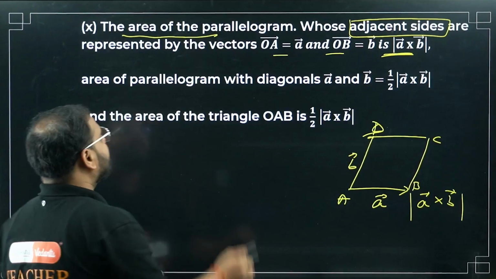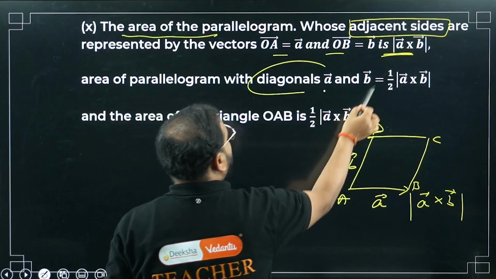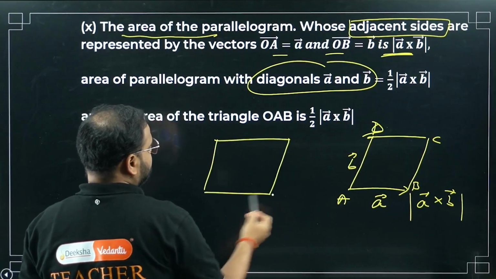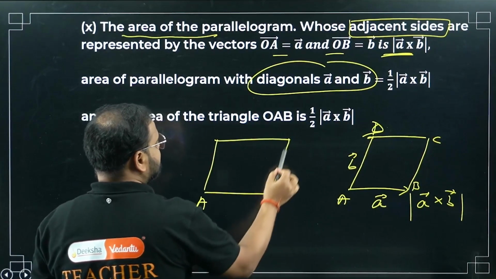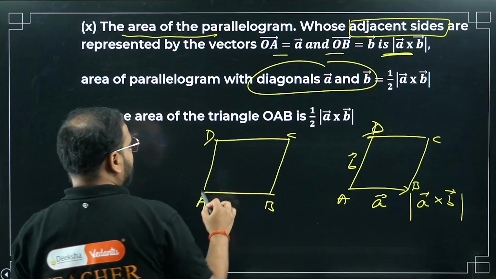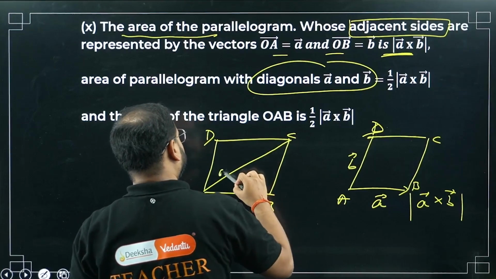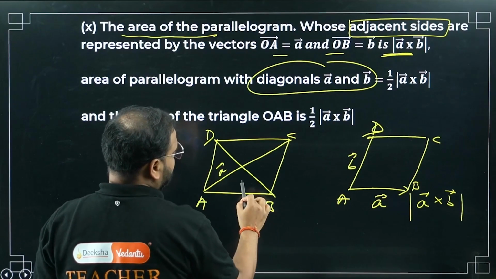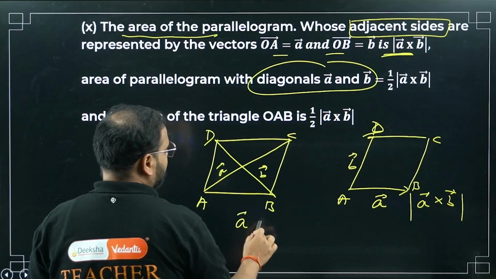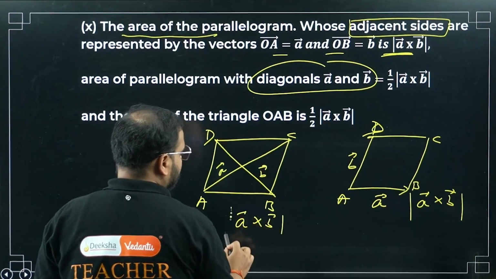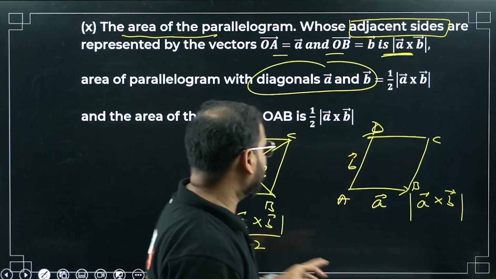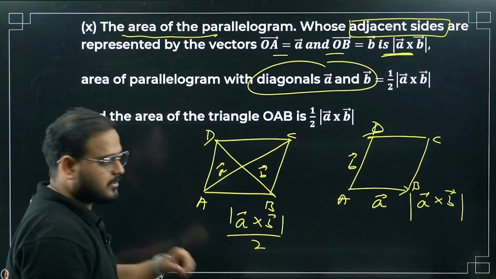What if, instead of adjacent sides, they gave us the diagonals of the parallelogram? Same thing, parallelogram ABCD, but they have not given us the adjacent sides as vector AB. This is my vector A and this is my vector B. What are we looking for? Again the same thing, the magnitude of A cross B divided by 2. Please check. Find the cross product of A and B and divide by 2. Great.